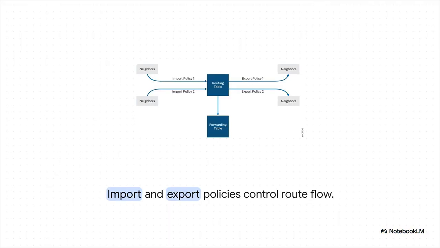And finally, Part 5, routing policies control flow. We've talked about how routes get into the table, but how do we actually act as gatekeepers for all that info? Well, we use import and export policies. Think of import policies as the inbound bouncers for your routing table. They dictate exactly which learned routes are actually allowed inside. Export policies, on the flip side, control what active routes we pull out of the table and advertise to our neighbors.